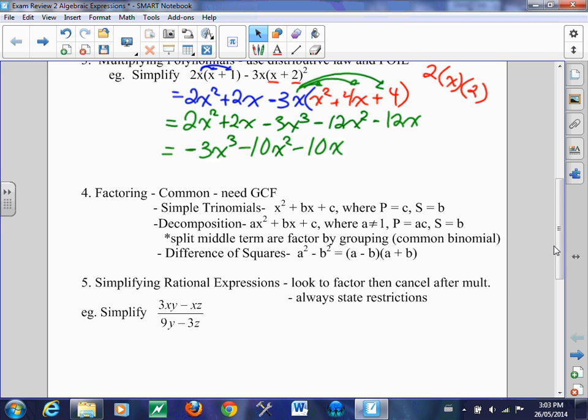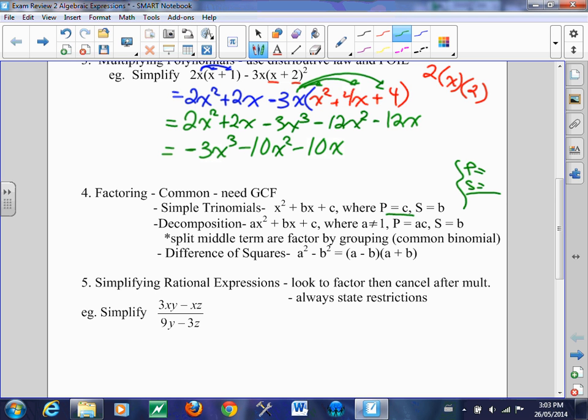Okay, so common factoring, you need the greatest common factor, which is the GCF. Okay, and then if you are using simple decomposition, remember A equals 1. Oopsie, I don't want to cover that up, but A equals 1. So that's why the product is really 1 times C. So it's just C. And the sum is your B value. Okay? That's where you do that work over on the side. Product equals, sum equals, what are my two factors? Okay?